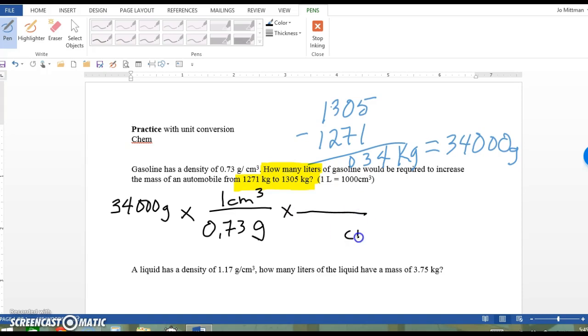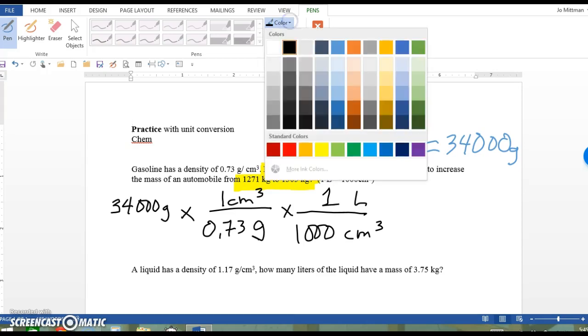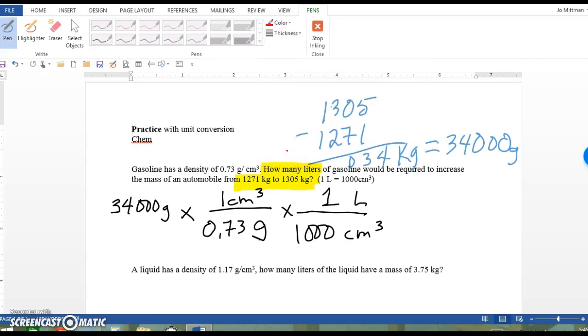And I want to put centimeters cubed on the bottom, liters on the top. The 1,000 goes with the centimeters cubed. And so you'll see we have the same numbers kind of in the same place, like 34,000 still in the numerator, but they're in a different order. So that's a different way to do this. And you can still drop the zeros, centimeters cubed is gone, grams is gone, and you still end up with the same problem, but some people like that approach.